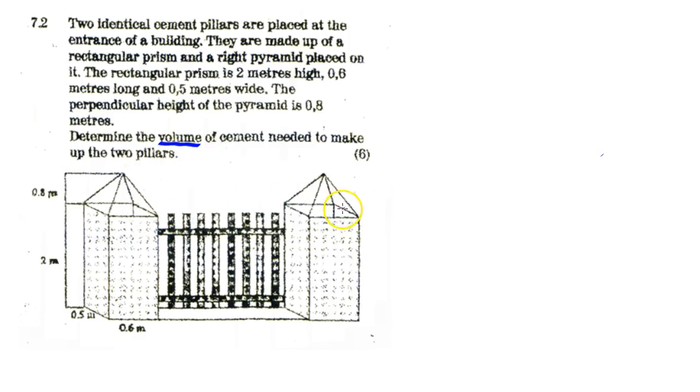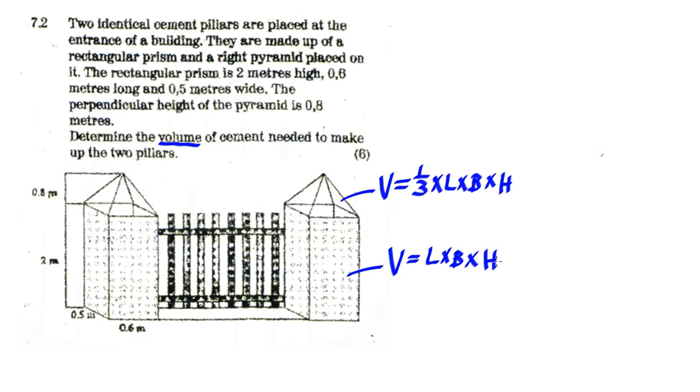So, if we look carefully, let's find the volume of one pillar and multiply it by 2. The volume of a pyramid, the formula is 1/3 times the area of its base. In this case, we can see that the base is rectangular, so it will be length times breadth and times the perpendicular height h. The volume of a rectangular prism is length times breadth times height.